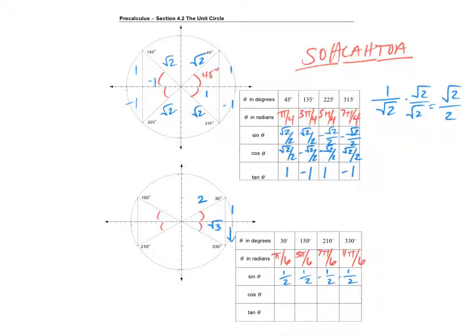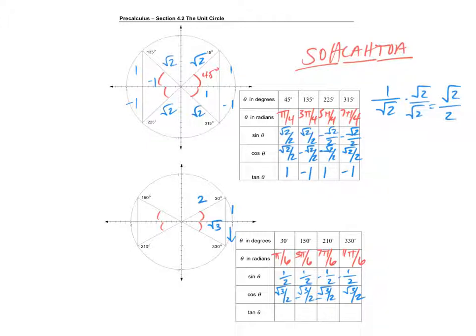For my cosine of theta, these are all going to be in the ratio of my adjacent, so my x value is the square root of 3, and my hypotenuse is 2 for all of these. And then we just have to look at which ones are positive and negative. In this case, in quadrant 1, my x is positive, so it stays positive. But in quadrants 2 and 3, we have a negative sign.